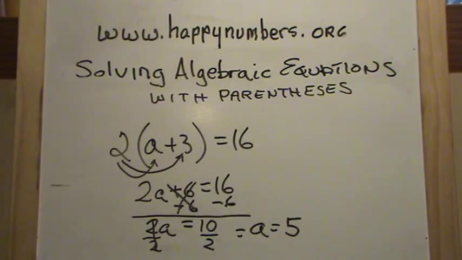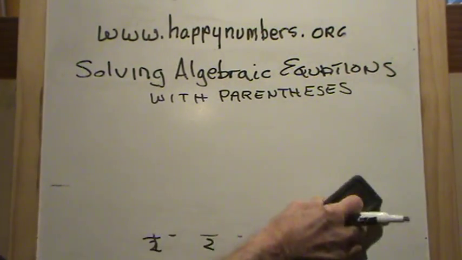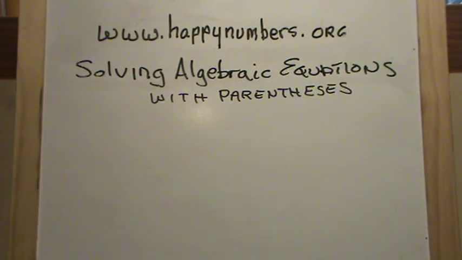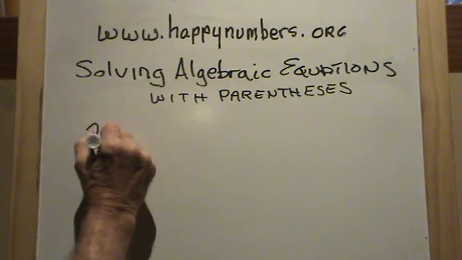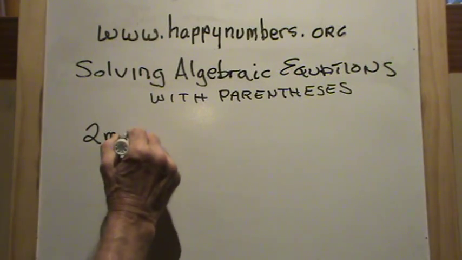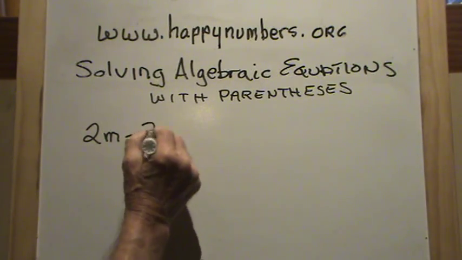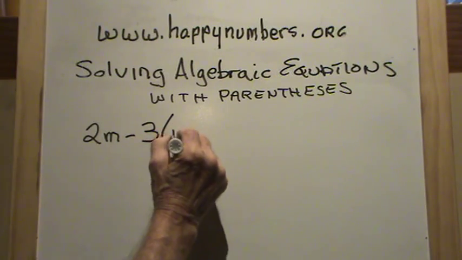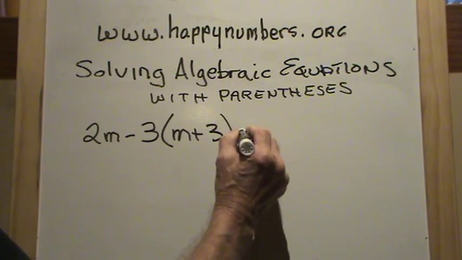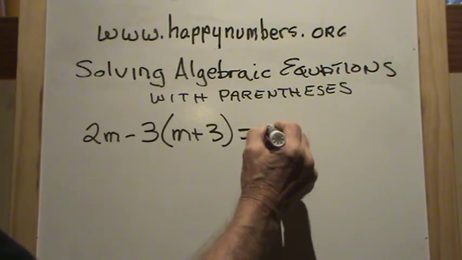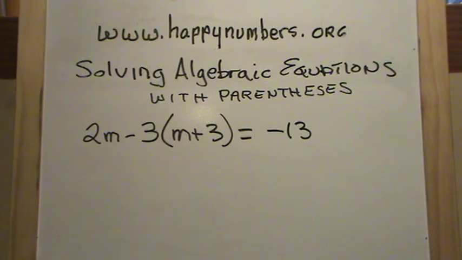How'd you do? Okay, good. Let's try you on another one. Let's make this one a little more complex, but I think if you just follow your steps: 2 times m minus 3 times the quantity of m plus 3 equals negative 13. Well, put your video or DVD on pause and try working this problem.